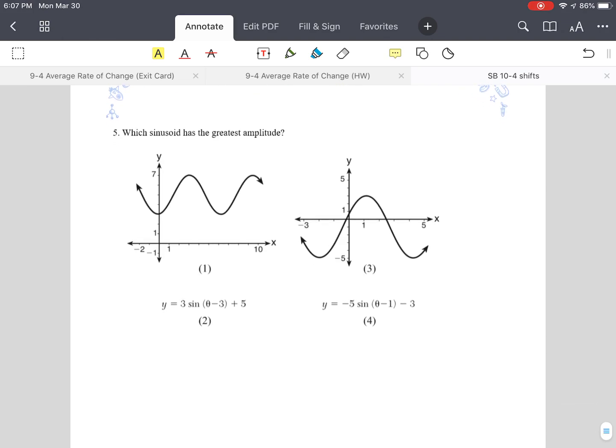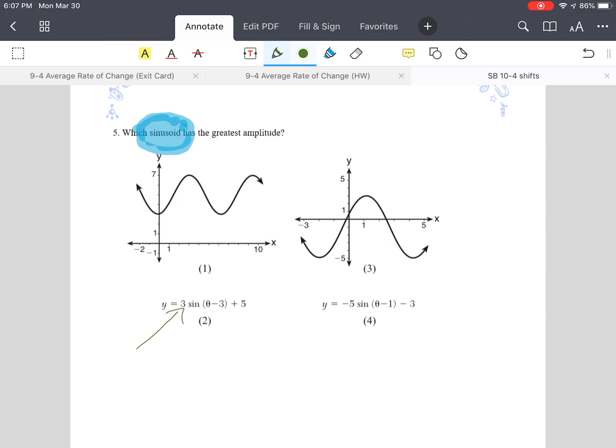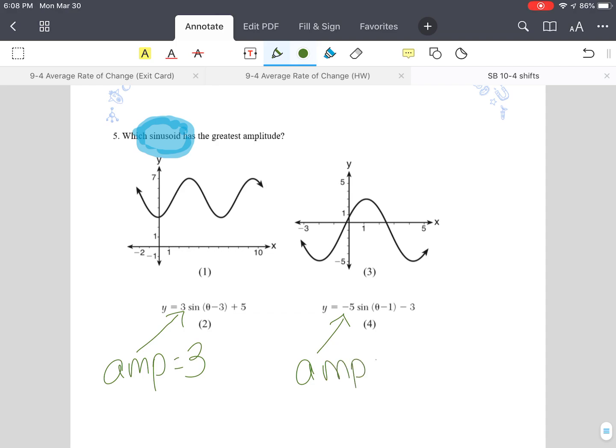Says which sinusoid, just keep in mind a sinusoid is a sine or cosine graph, just a fancy word. It's a sine or a cosine graph. Which sinusoid has the greatest amplitude? Okay, so we need to figure out the amplitude of all of these. So the amplitude of number 2 is 3. The amplitude of number 4 is 5. Remember, amplitude is always positive. So even though it says -5, the amplitude is 5.